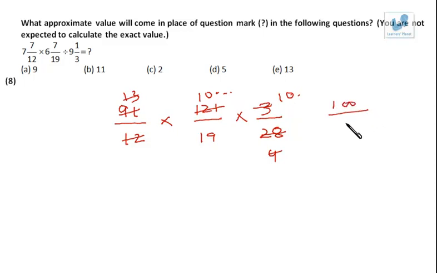So I take it around 100 by 19, sorry. So it is 5 point something. Now the other options are quite far from this, so we can choose 5 as the correct option. Okay, and none of these are over here, so we don't have to worry much. I hope you are clear.